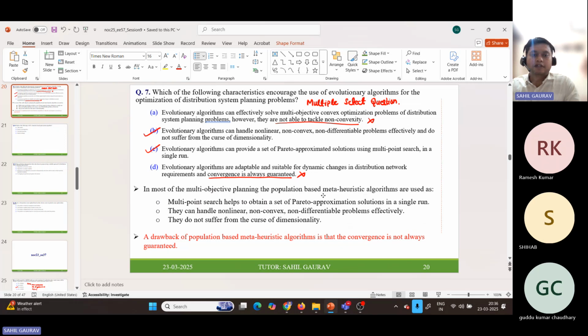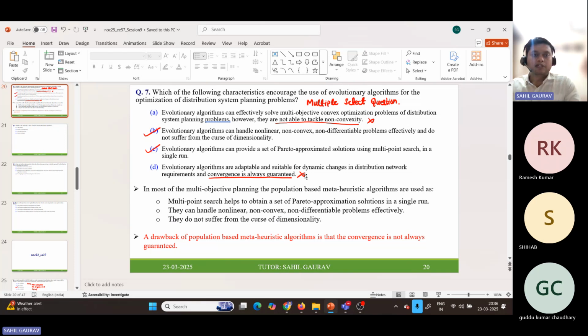You can see they can handle nonlinear, non-convex, non-differentiable problems. So B option is correct. And for the drawback, convergence is not always granted. So this is a drawback, where it is saying that convergence is always granted, so it is incorrect. So B and C options are correct for this question 7.